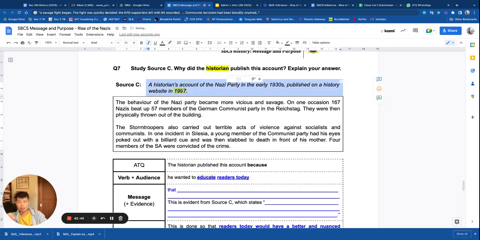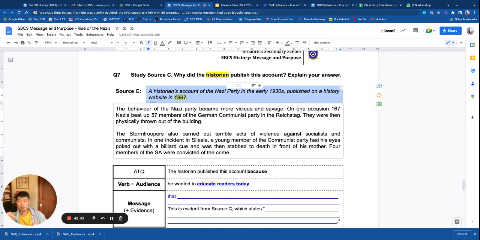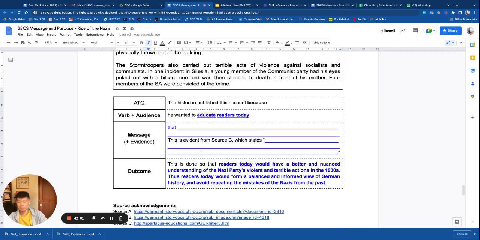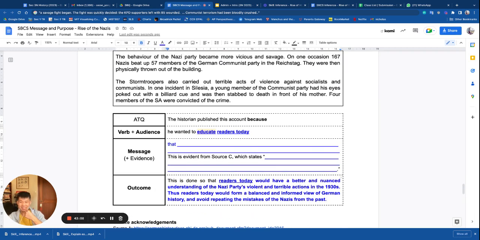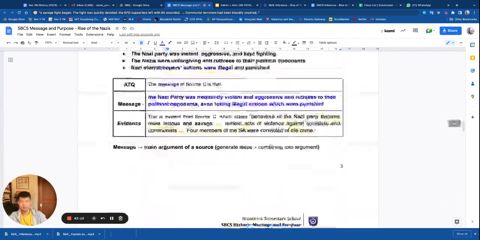So only for a historian's account, we don't really expect historical context. There's not much need to talk about the year 1997. You can just focus on the present as it is. So I don't have a historical context box for you. And in fact, I've already given you the outcome. So all you need to do here is message and evidence, which we already have done in the previous part of the worksheet. 3 minutes, you take the notes from the previous part of the worksheet. You know what, I'll do it.